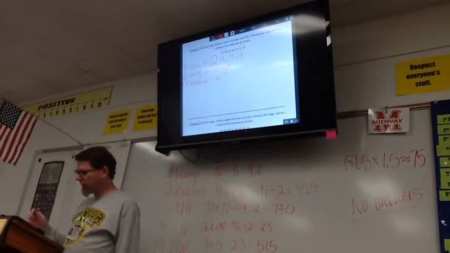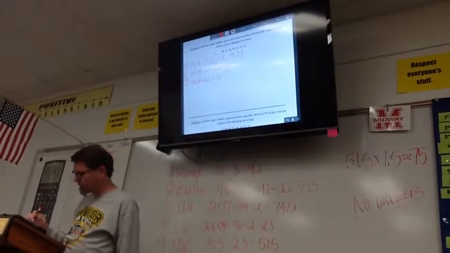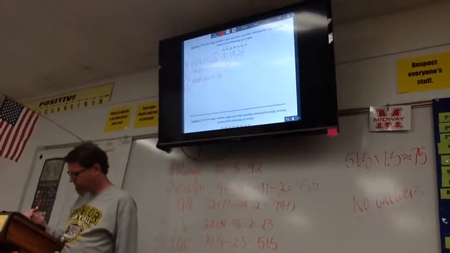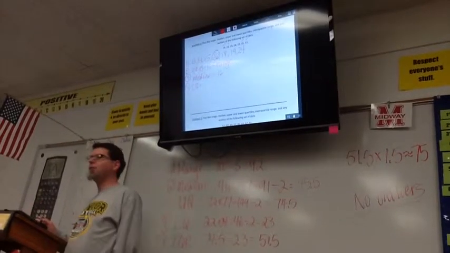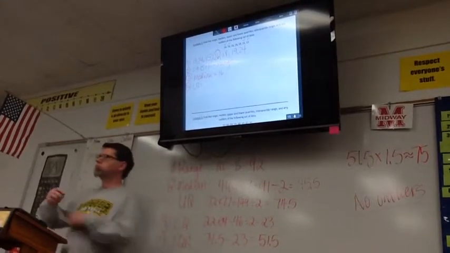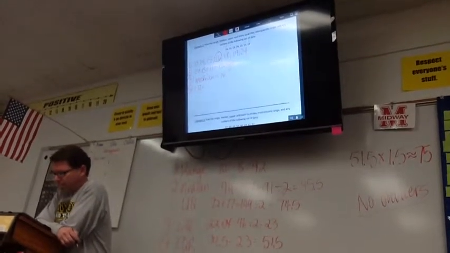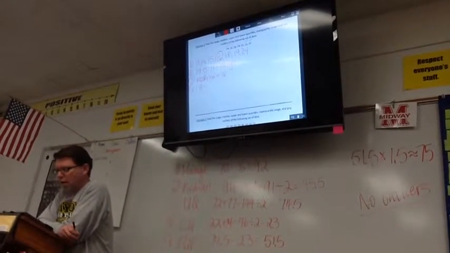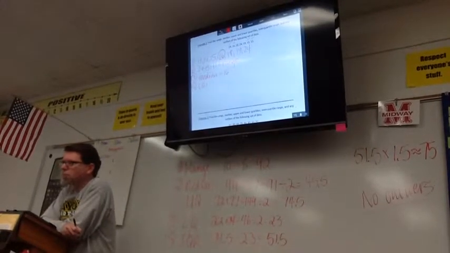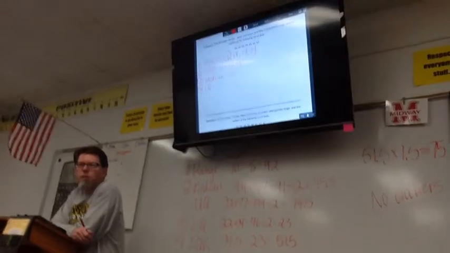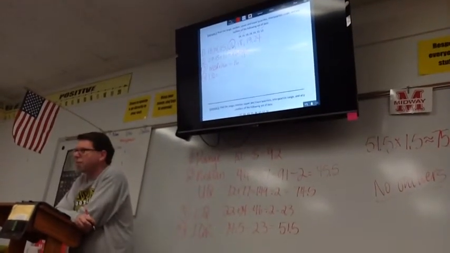What does step 4 ask for? The LQ? How do we find the LQ? Amanda? Subtract 13 from 15. Not yet. How do we find the LQ? No subtracting yet. We find the median of the lower numbers. The LQ is the median of the lower set of numbers.